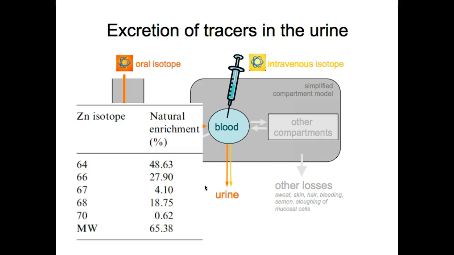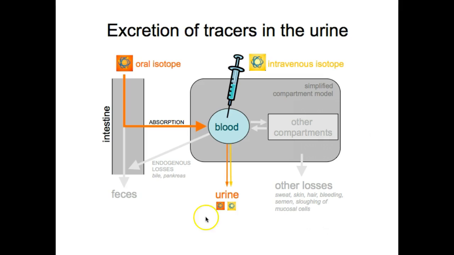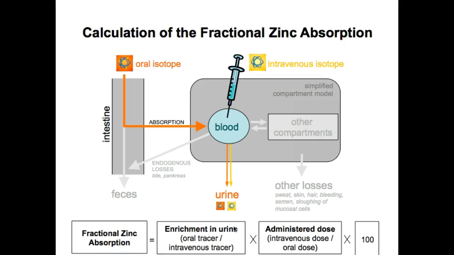Urine would naturally have the isotopic composition as in the table presented before. But now it is enriched with the two isotopes administered orally and intravenously. We can measure the amounts of the two tracers in the urine using a mass spectrometer.